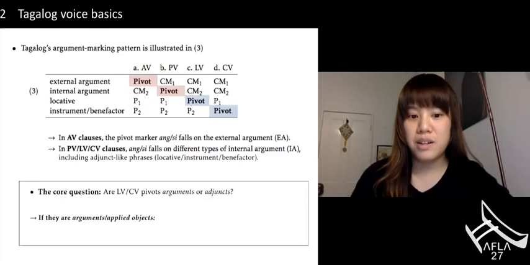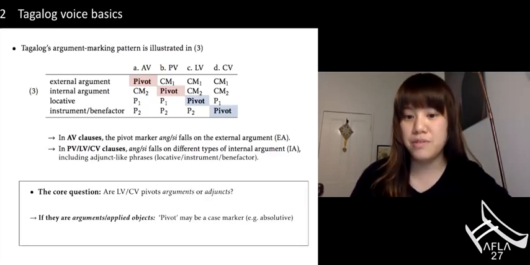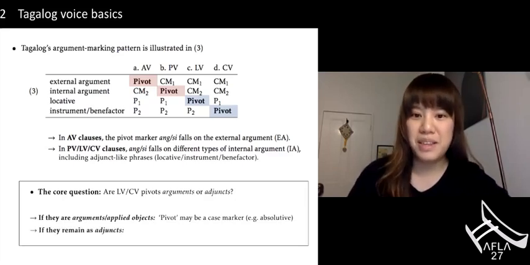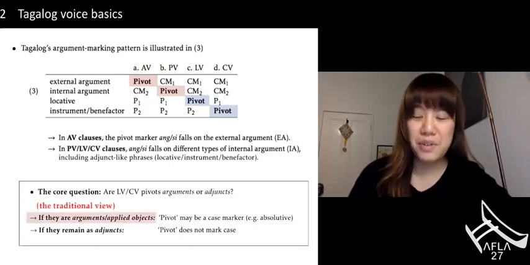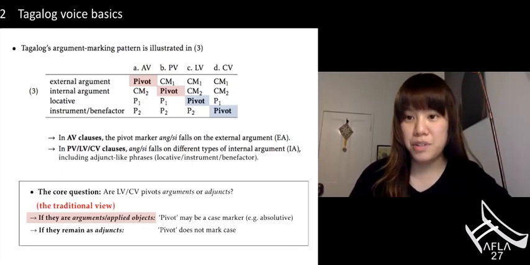If these are some kind of applied object, then we could conclude that the pivot would be some kind of case marker such as absolutive. But if alternatively they remain as adjuncts in LV and CV clauses, then we can conclude that the pivot doesn't mark case, as it can focus on either core arguments in AV or PV clauses, or adjuncts in LV and CV clauses. So here I'll first quickly review several well-adopted approaches, which assume the first scenario.